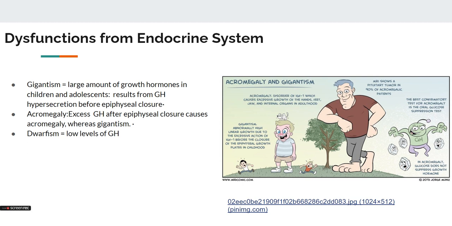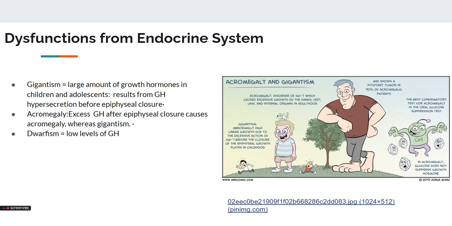Another problem that people with acromegaly can have is because they have high levels of GH. It can also cause diabetes and glucose intolerance. As I said earlier, one of the direct effects of growth hormone is to stimulate the liver's breakdown of glycogen and turn it into glucose and release it into the blood circulation, which leads to high blood sugar level and diabetes. Remember, excess of GH after epiphyseal closure causes acromegaly, whereas gigantism results from GH hypersecretion before epiphyseal closure.